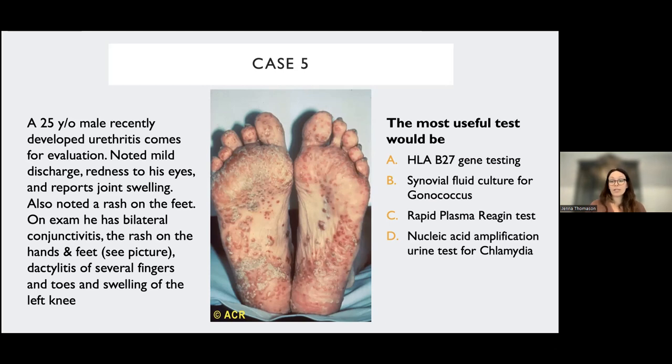So the most useful test right now, is it A, HLA-B27 testing, B, synovial fluid culture for gonococcus, C, an RPR test, or D, a test for chlamydia?